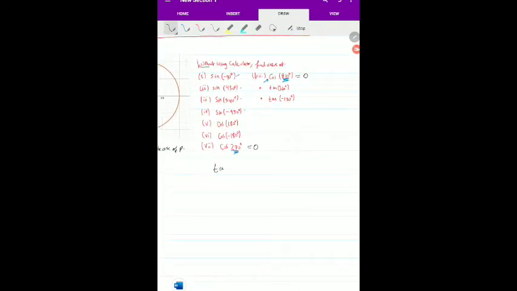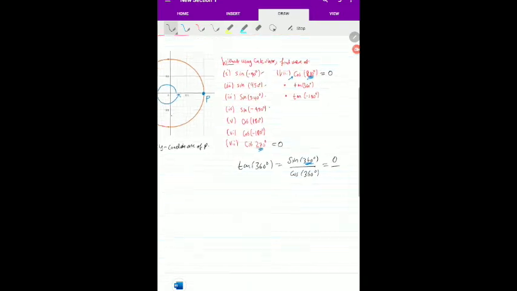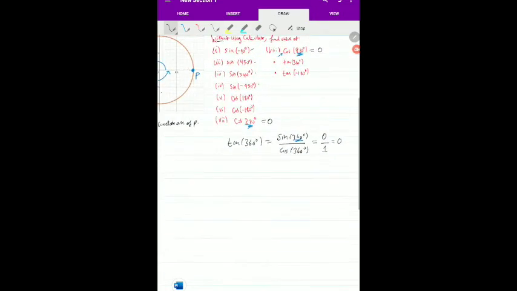Tan of 360 degrees, what is that? Well, this is sine of 360 degrees divided by cosine of 360 degrees, right? Sine of 360 degrees is what? So what point is represented by 360? You go all the way around, so this is 360 degrees on the unit circle. So the y-coordinate of P is just 0, right? And so you get a 0 on the top. The x-coordinate of P is plus 1, so it's 0 divided by 1, so tan of 360 is 0.